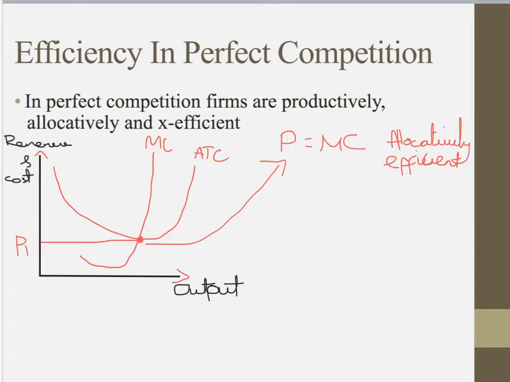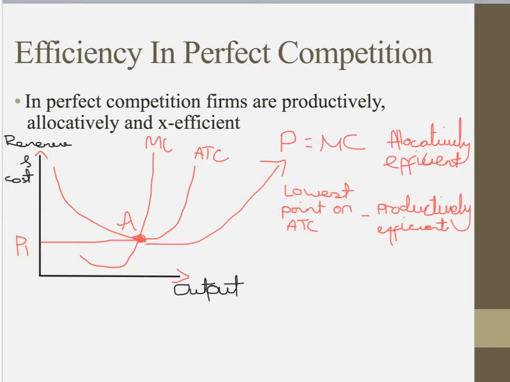As well as that, it's also productively efficient, because as we know, productive efficiency is where we're at the lowest point on our average cost curve, and as discussed earlier, our marginal cost crosses our average total costs at this lowest point. So therefore you can see that we are productively efficient at this point A.